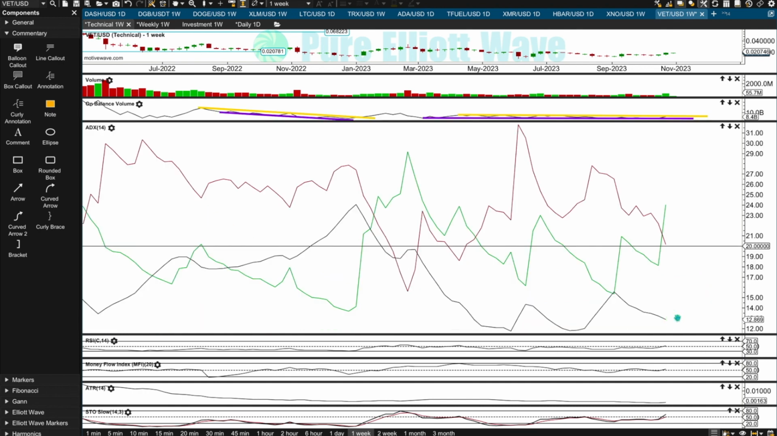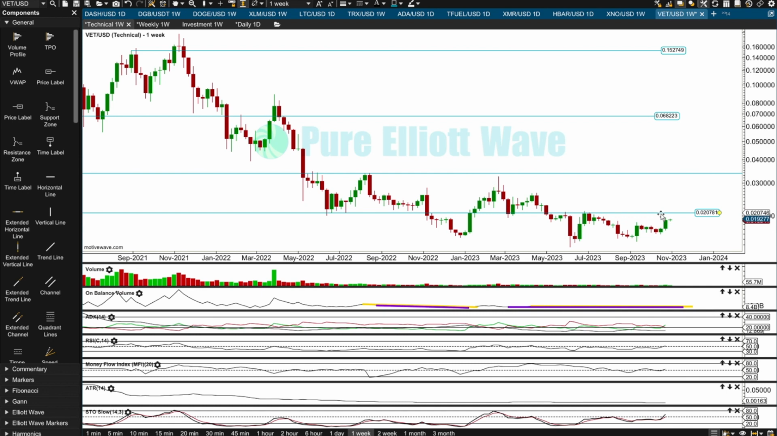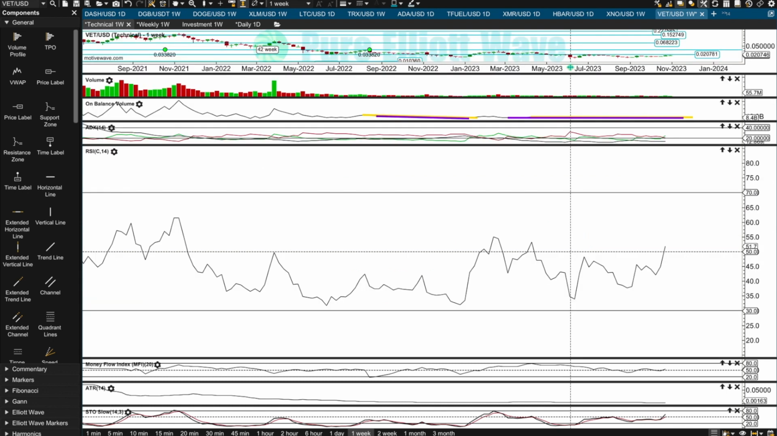ADX is declining. It's at a really low level. It's telling us there's no clear trend. The DX lines are whipsawing. With no clear trend, using a model of stochastics plus support and resistance, stochastics reached oversold, price reached support, expect overall stochastics to continue higher until it reaches overbought, and price to continue higher until it reaches resistance. Next resistance, 0.020781, above that, 0.0338.